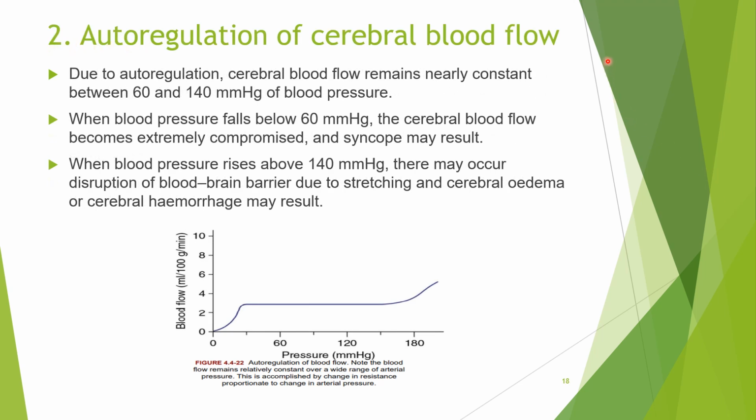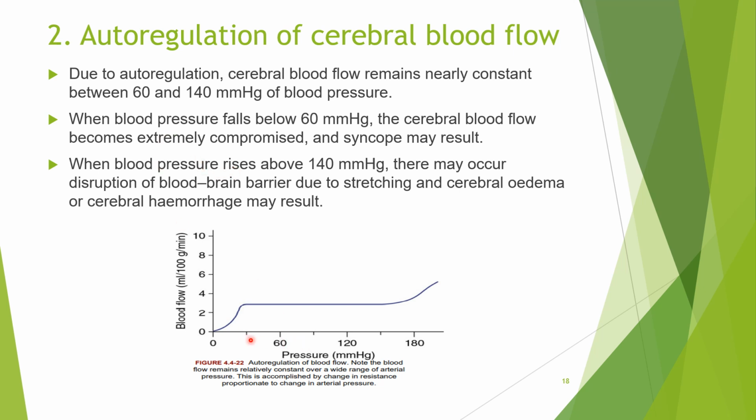Now coming to the second regulation, that is auto-regulation of cerebral blood flow. Auto means self. So due to auto-regulation, the cerebral blood flow remains nearly constant between 60 to 140 mmHg of blood pressure. This graph we have already seen in the previous graph. That previous graph is a combination of the two, that is auto-regulation and regulation of the blood flow by partial pressure of carbon dioxide.